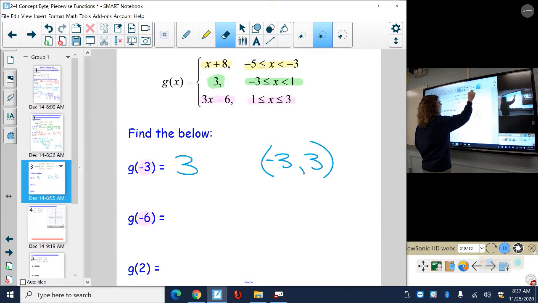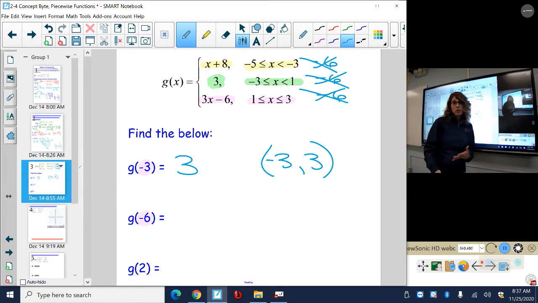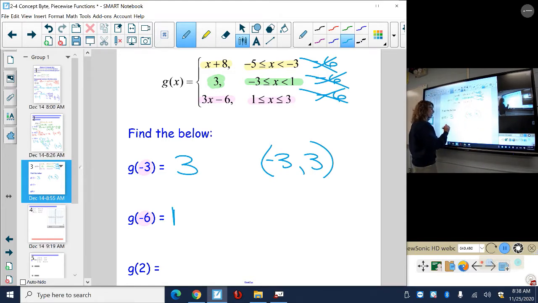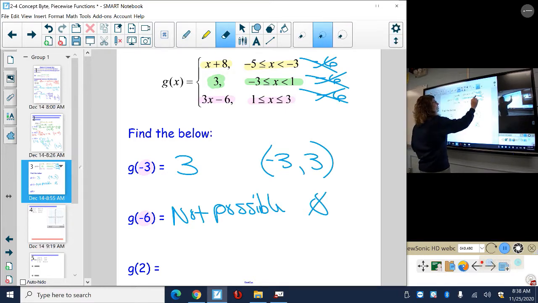Okay? And I'm going to have -6 at each one of these. Does -6 fall here? Nope. Does -6 fall here? Nope. Does -6 fall here? Nope. So what does that mean? Can I evaluate this function at -6? Does it fit into any of the domain categories? The answer to that is no, it does not. So therefore, this is not possible, or no solution. Okay? So let's go ahead and do this again.